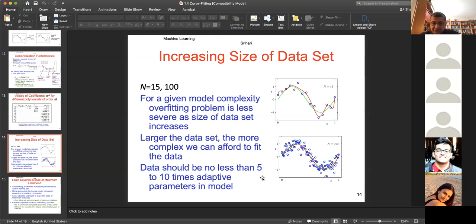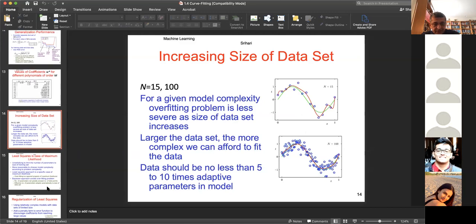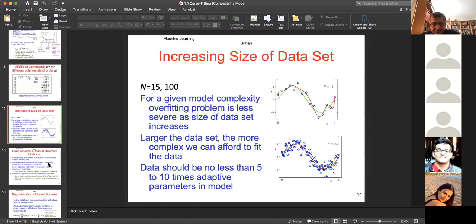so if you're going to have m equal to 9, then you should have at least 90 samples or 100 samples. So in this case we have 100 samples here, and we are still using m equal to 9, so it's fitting fairly nicely. But if you have only 15, there's going to be some degree of overfitting. So there are some interesting relationships here between model complexity as well as the size of the data set.